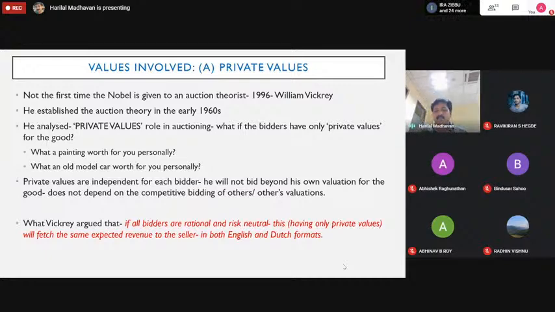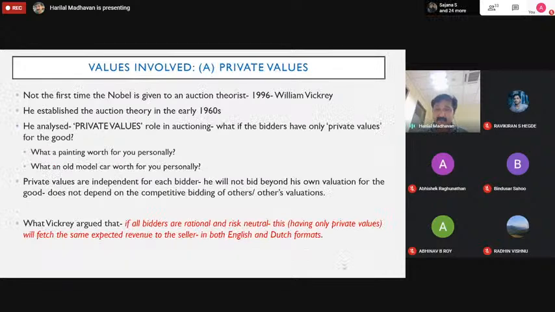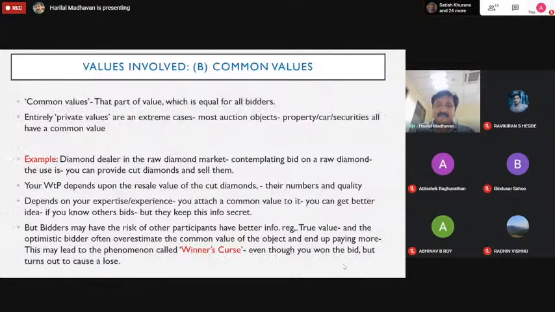Whatever format you follow, whether you start from a lower bid to a higher bid or from a higher bid to a lower bid, which is the difference between the English and Dutch formats, you will look at the private value that is in your mind. You will fix the bid at that particular amount, and you are not ready to go beyond it, obviously. So there is a particular expected revenue to the seller, and there is no confusion regarding that, if the product has only private values. But there is something else.